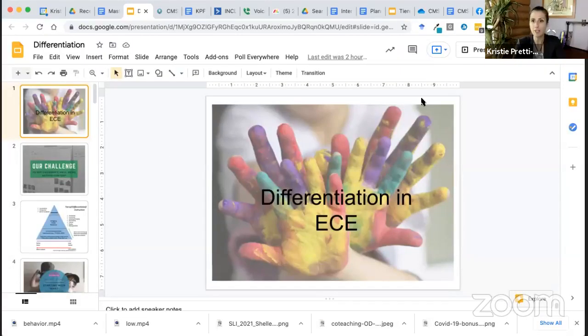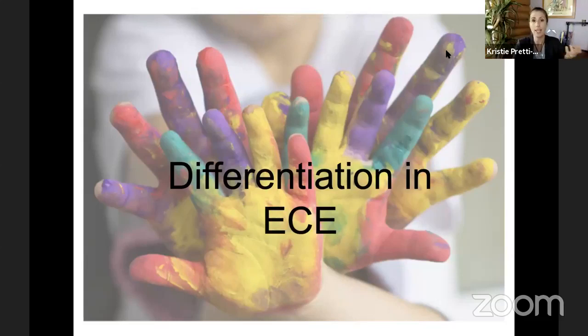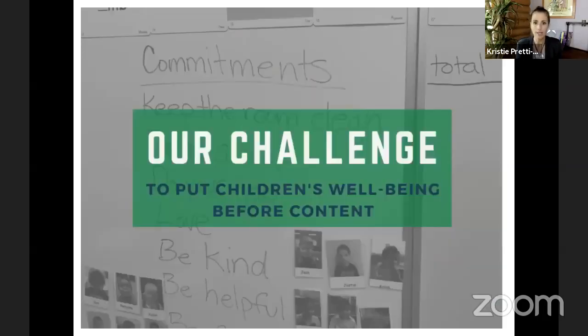So I'm going to share my screen and get over here to our little PowerPoint and make sure that we are ready to dive into what differentiation looks like in the early years. My examples will be early developmental skills, but really this practice applies across age levels.